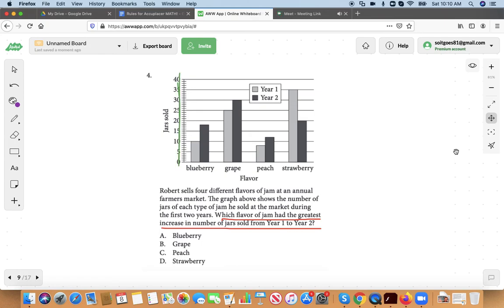There's the y-axis. Then the x-axis going left and right. Right there, there's the x-axis. Look for a key if there's a key. We do have a key here. And then lastly, look at the data, the bars and the points on the graph.